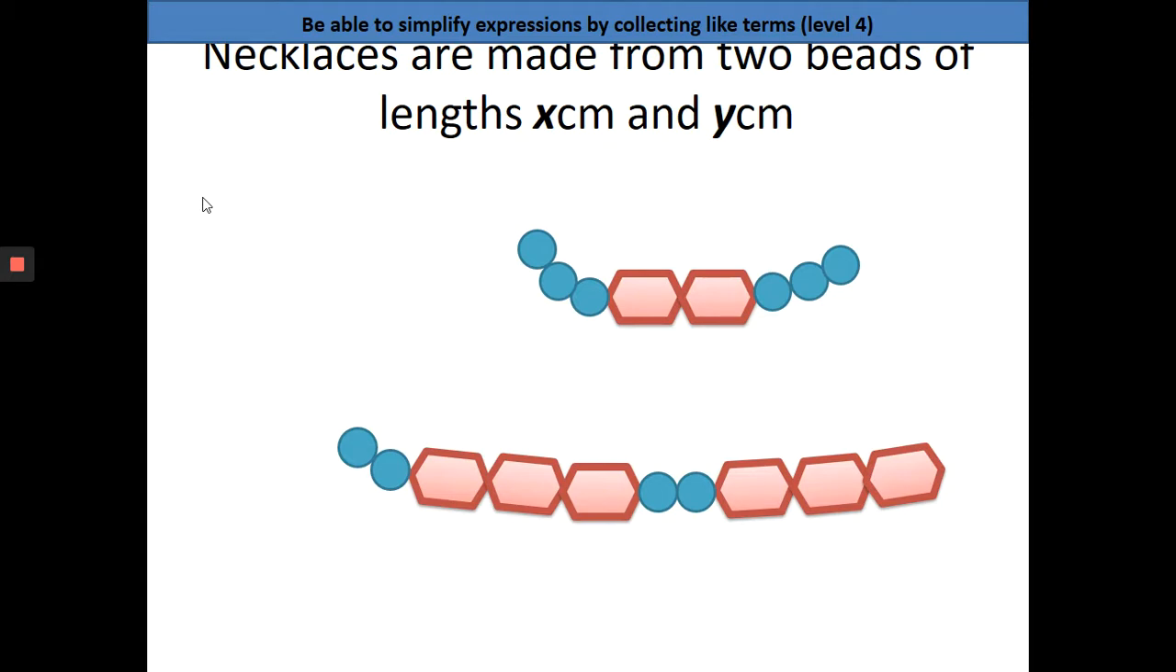Here's some more to have a look at. So for the top one, we've got a 3x, 2y, 3x. If we put that together, that means we've got two 3x's, which equals 6x plus 2y. Can you try the bottom ones for yourselves?